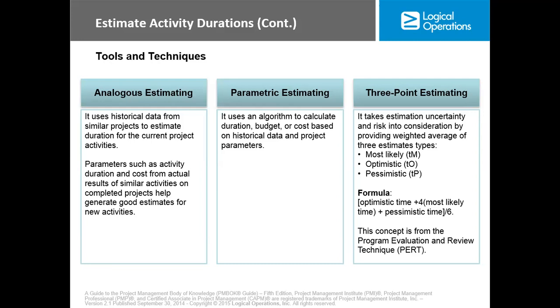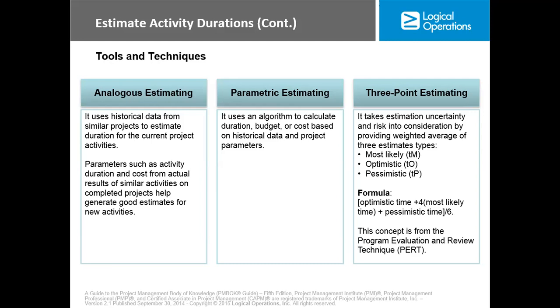Now, a parametric estimate, on the other hand, uses an algorithm to calculate duration, budget, or cost based on historical data and project parameters. If you have used people like painters in your house or apartment, maybe landscapers, and so on, when they come into a place, they can just look up and look down and tell you the price that they will charge you for the job.